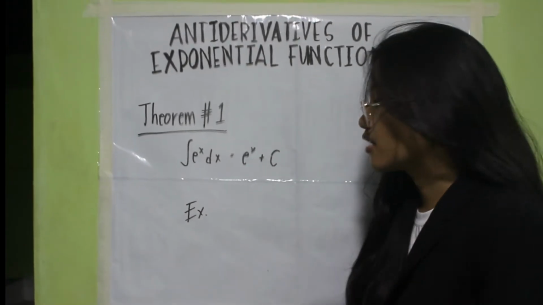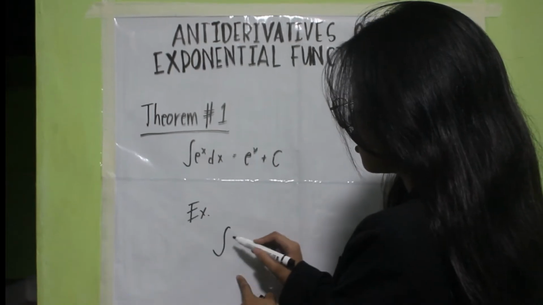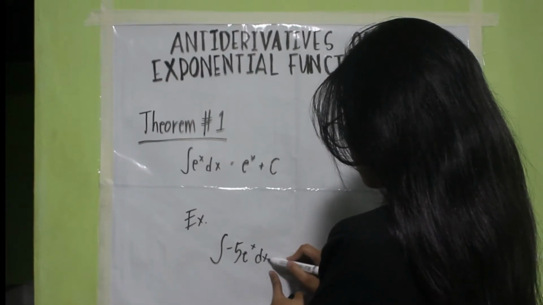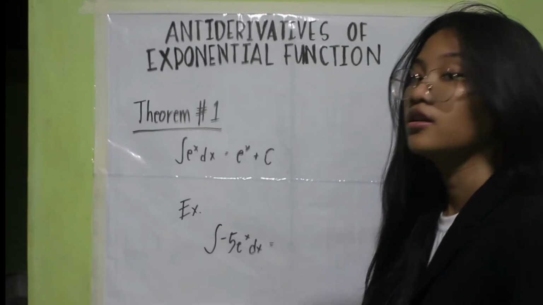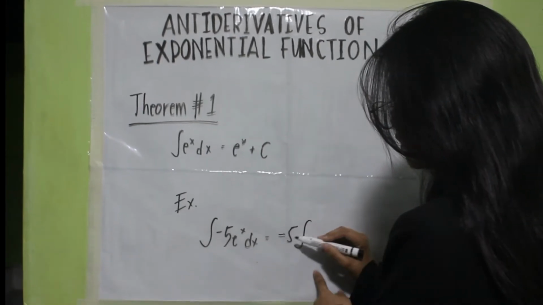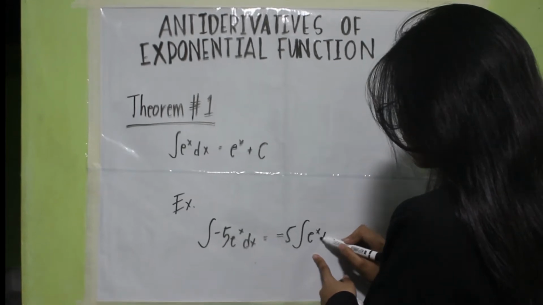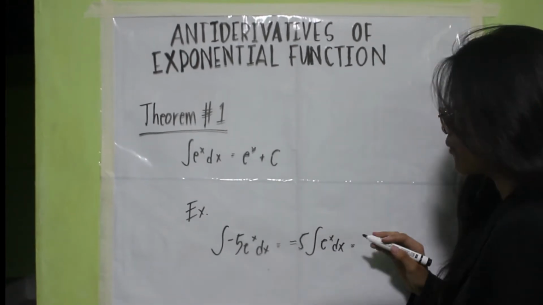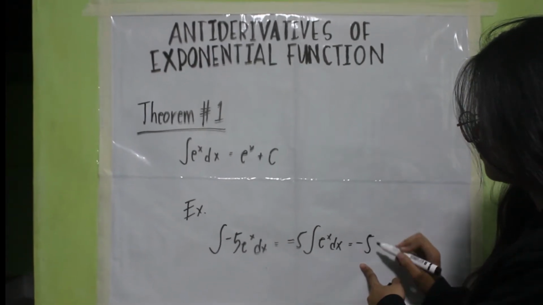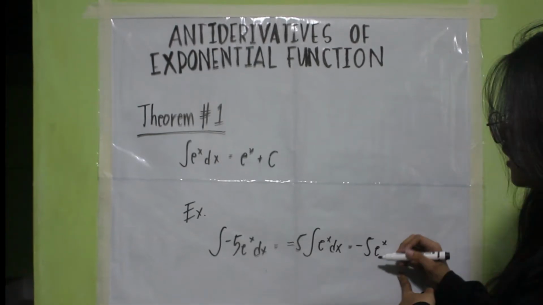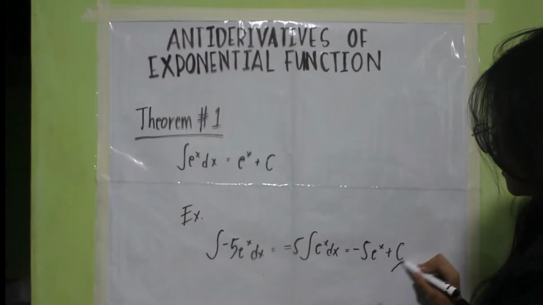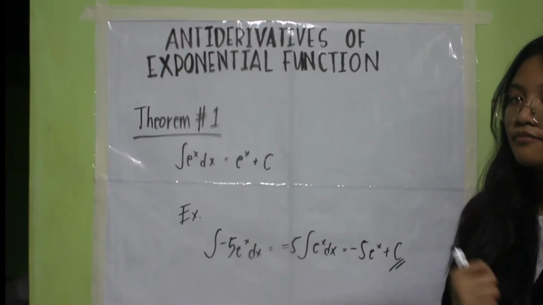Another example is the integral of negative 5e raised to x dx. Like before, we take the constant out first. So, negative 5 times the integral of e raised to x dx. Then we just multiply. So, negative 5e raised to x, and adding the arbitrary constant, the c. So there is our final answer.